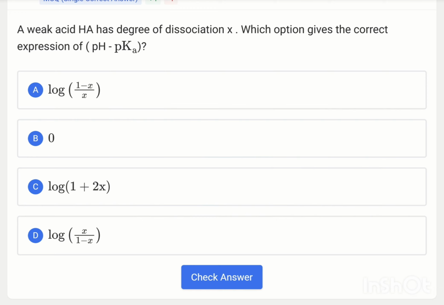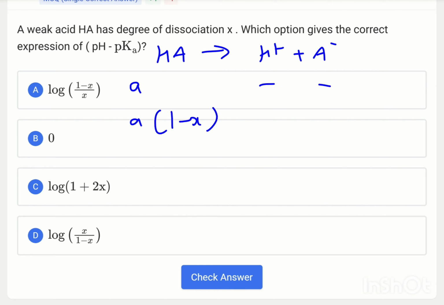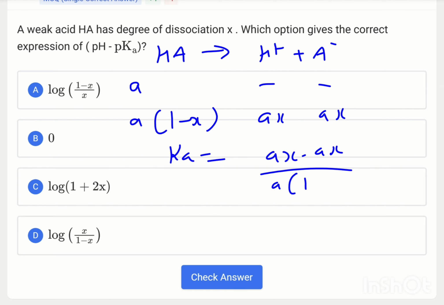It will not give us the answer. Let us start it again. We have HA, it is H plus A minus, it will be A 0 0, A into 1 minus x, it will become Ax. So what if I write Ka is equal to Ax into Ax upon A into 1 minus x, A and A cancel. Okay, yes, now what I can do, I can write it Ka is equal to Ax into x upon 1 minus x.